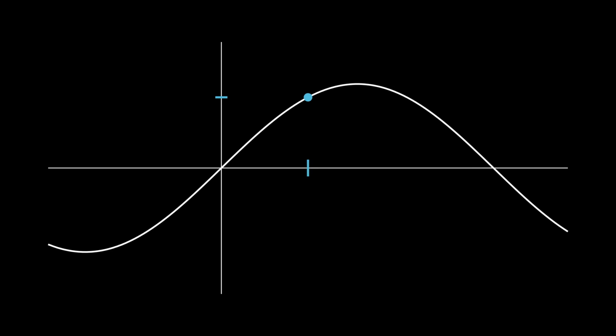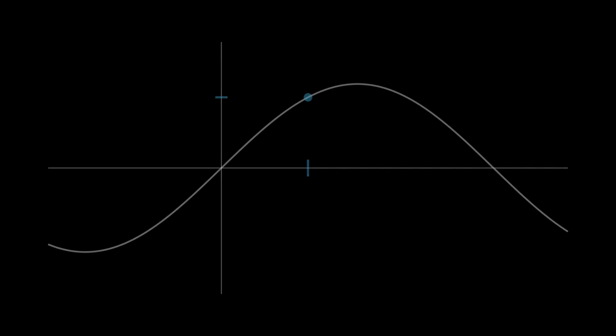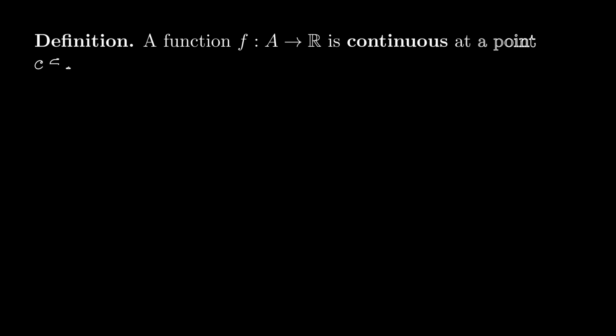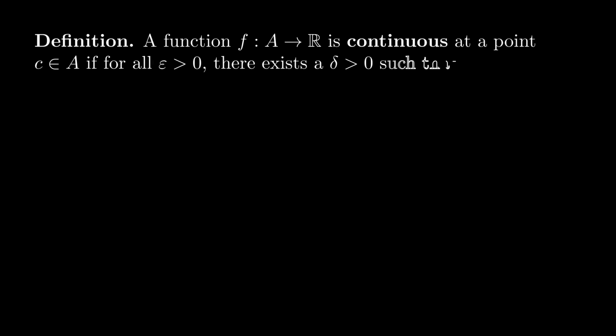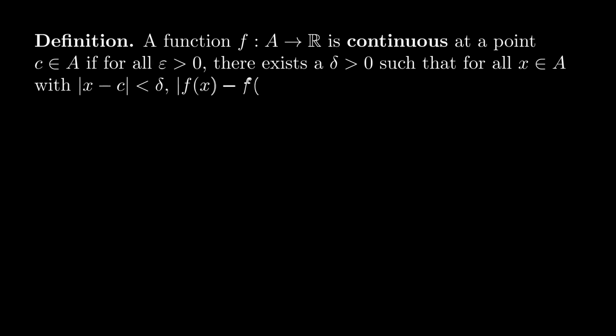And it'll end up looking really similar to our epsilon delta definition of limits. We say that a function f from A to R is continuous at a point c in A if, for all epsilon greater than 0, there exists a delta greater than 0, such that for all x in A with the absolute value of x minus c less than delta, the absolute value of f of x minus f of c is less than epsilon.